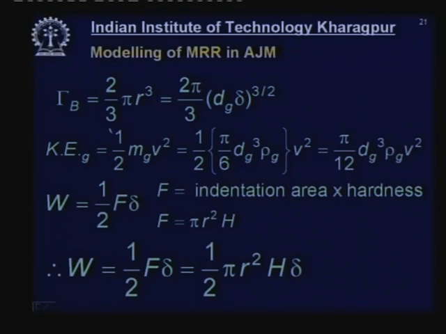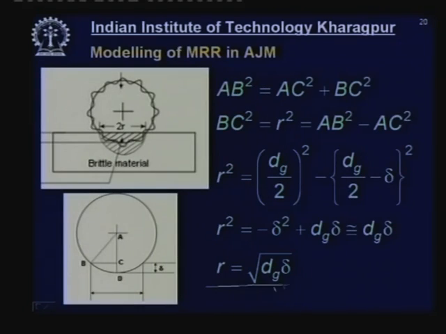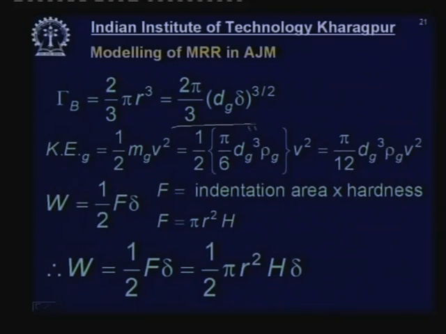Volume of my hemisphere is 2/3 pi r cube, where r is nothing but the radius of that indentation. Already we had an expression for r, so I can put that expression here to get an expression for amount of volume of material removal in a single impact. Now, let us try to see what is the kinetic energy of a grain or a particular abrasive particle. Kinetic energy of a particular abrasive particle is half mv square. m is nothing but its volume into its density. So, this is my final expression of my kinetic energy.